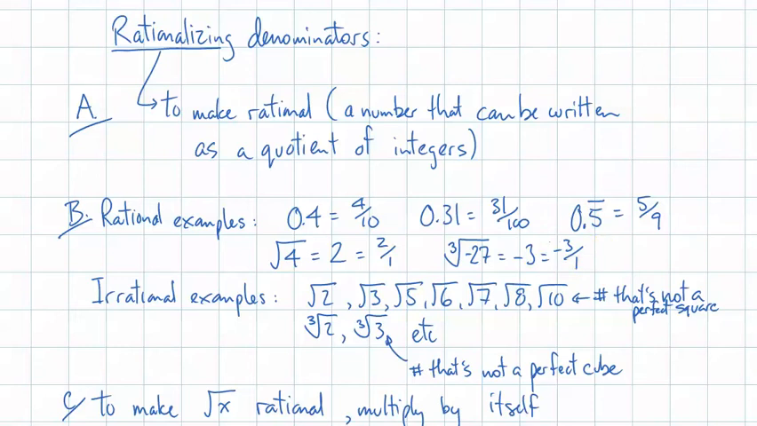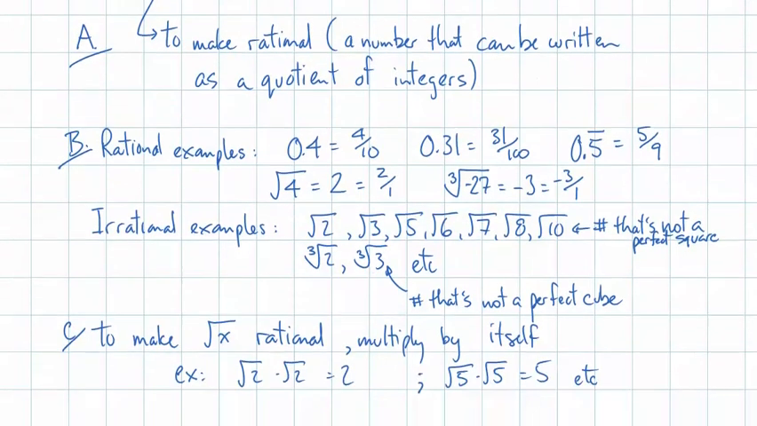So examples of things that aren't rational, they're irrational. Numbers like root 2, root 3, root 5, root 6, and so on. Notice that I don't have root 4 here, and I don't have root 9 here, because those can be simplified. Anytime that you have a number that's not a perfect square in the square root, you've got an irrational. The same holds for things like cube roots and so on. If these aren't perfect cubes, they'll be irrational.